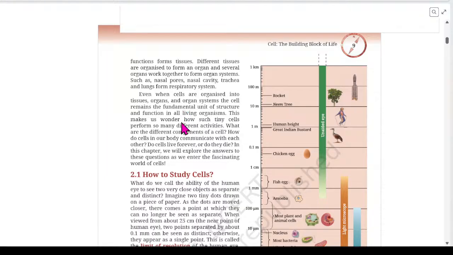This makes us wonder how such tiny cells perform so many different activities. What are the different components of a cell? How do cells in our body communicate with each other? Do cells live forever or do they die? In this chapter, we will explore the answers to all these questions and we enter the fascinating world of cells.